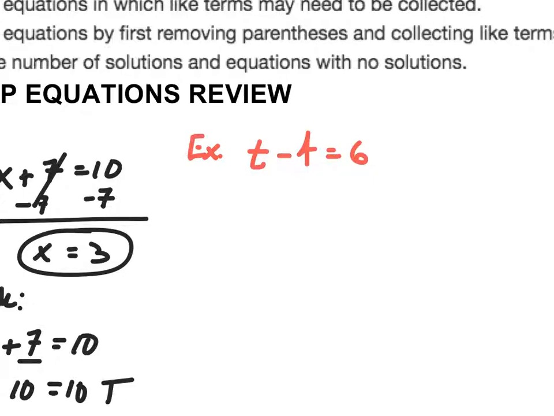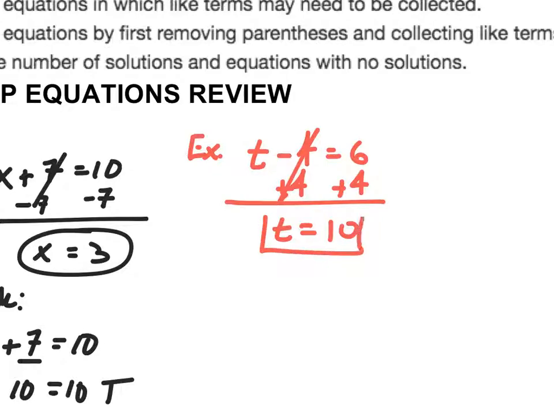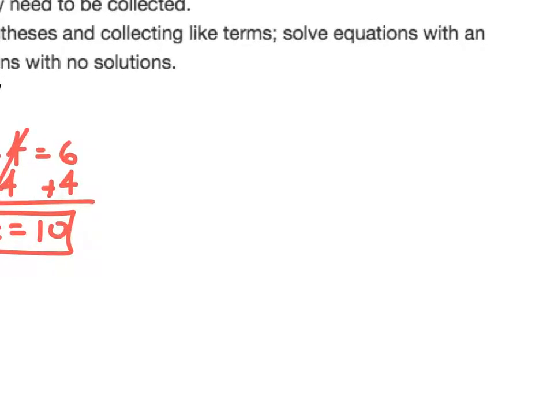But to do it algebraically, we want to do the opposite of subtracting 4, so we want to add 4 to both sides. Then this cancels out, and t is equal to 6 plus 4, which is 10, and that's our answer. Let's take a look at another one real quick. Both of those used addition and subtraction to solve equations, but let's use multiplication and division.